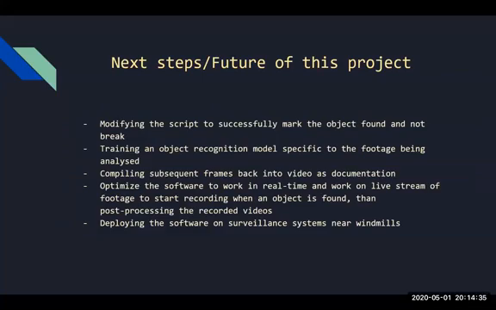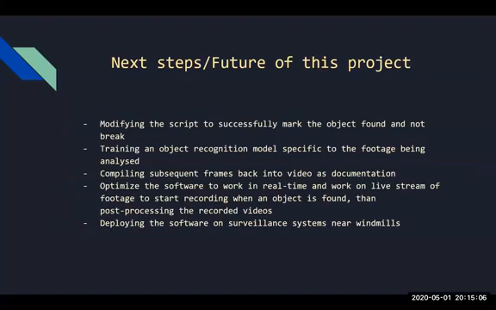Compiling subsequent frames back into a video as documentation. So our final product right now is a final directory of a set of images that are marked with the times from which frame each corresponds to in the video. We'd like to see this stitched back together into complete videos, or small clips, where we actually have birds or other recognized objects in frames.